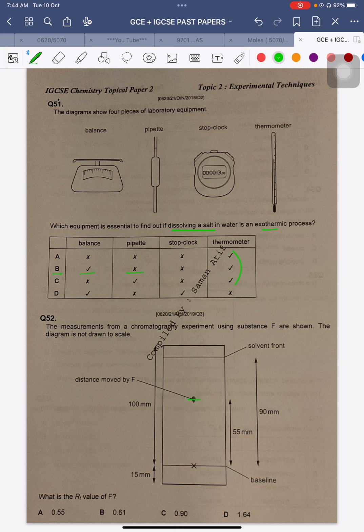Guys, I have told you so many times in the previous videos how to measure the RF values. So it is the distance traveled by F from the baseline. All right, this line is not okay. I am going to make a straight line. All right, this is the line. Okay, so I'm going to measure the distance from the baseline to the center of the point F, and then the distance traveled by the solvent. And what you are going to do is distance traveled by F divided by distance traveled by solvent. In this way, we are going to calculate the RF value of F.